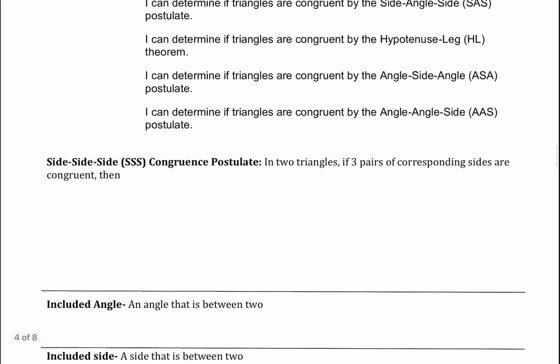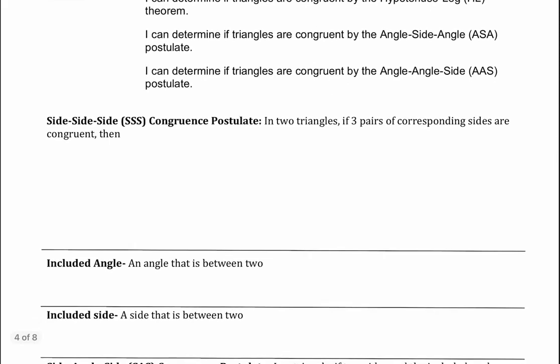We're going to get in here and take a look at this. The first of these shortcuts to show that two triangles are congruent is side, side, side. So if you have two triangles, if three pairs of corresponding sides are congruent, then the triangles are congruent.